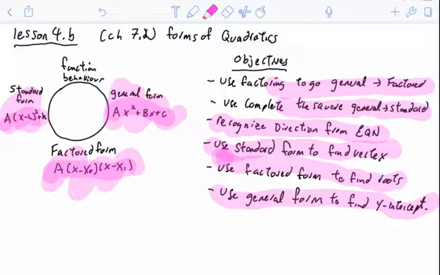Somebody wrote no on the live chat. Well, I'm sorry, Air Popo, but you gotta learn this. Buckle up.